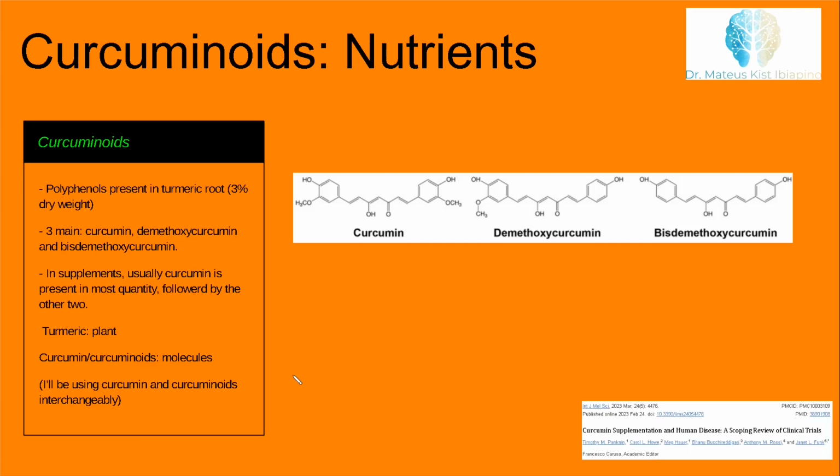So, to recap, turmeric is a plant. In the roots of this plant, we have some molecules called curcuminoids. Curcumin is one molecule of this group. In this presentation, I'll be using curcumin and curcuminoids interchangeably because most of the time we'll have a combination of these 3 curcuminoids in the supplements we use for medical use. Curcumin being the most important one. So sometimes I'll be using the word curcumin, other times I'll use curcuminoids. It's interchangeable.